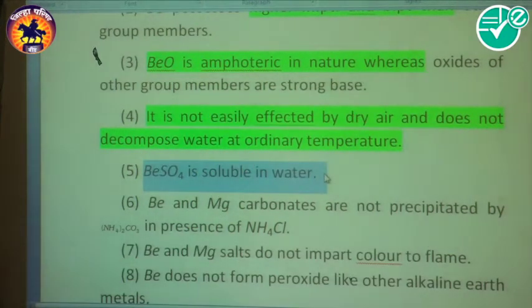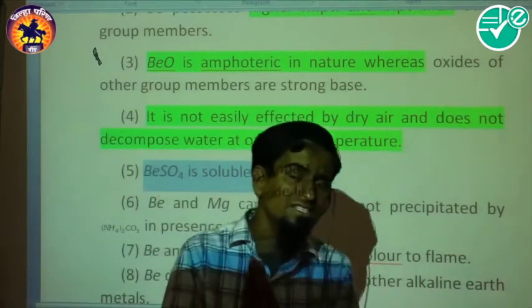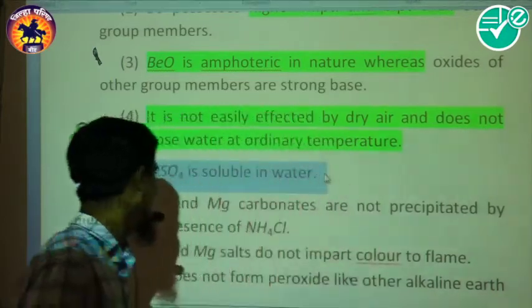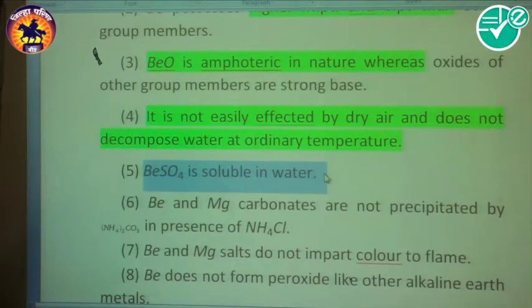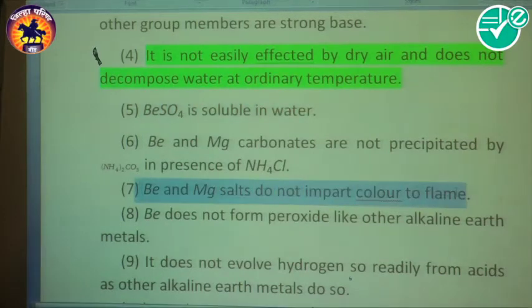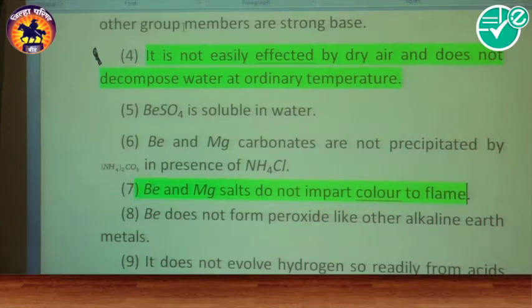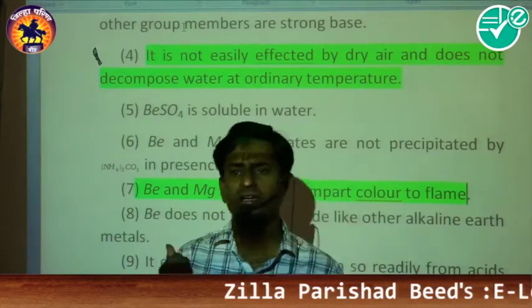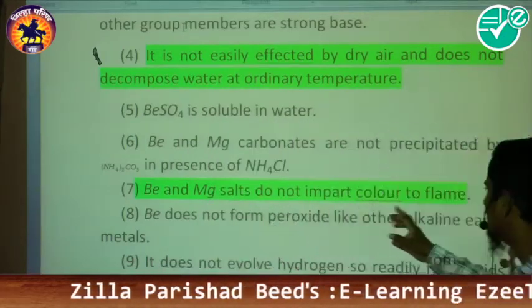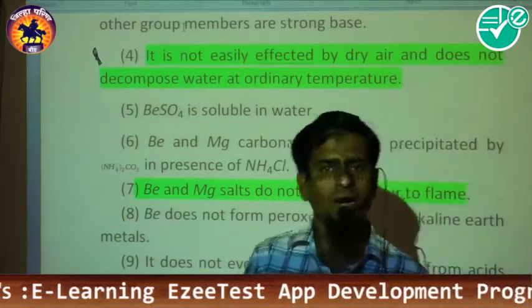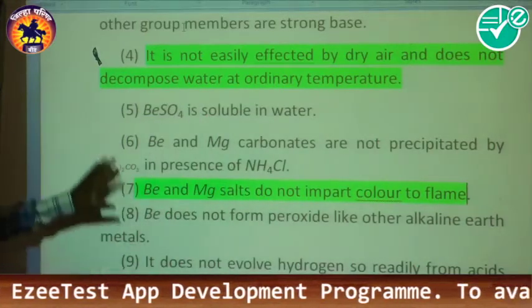Next, beryllium sulfate is soluble in water, whereas other sulfates of alkaline earth metals are insoluble in water. It is an important point. And one more thing: beryllium and magnesium do not impart color to the flame. As I explained in my first lecture, this is because they have small size and their electrons are tightly held by the nucleus. These properties you have to remember.